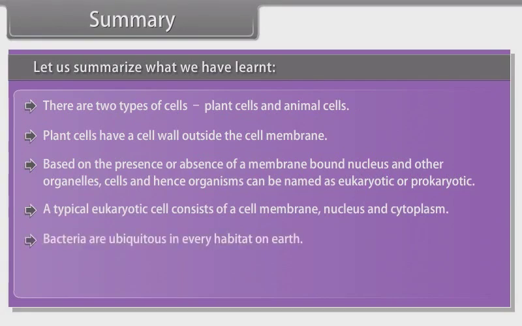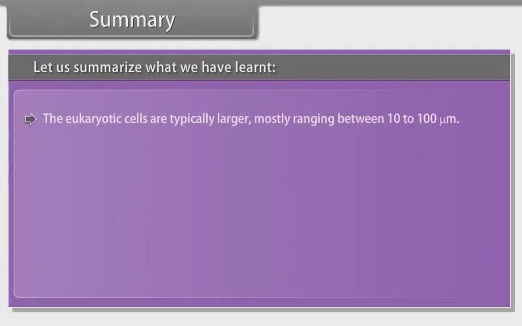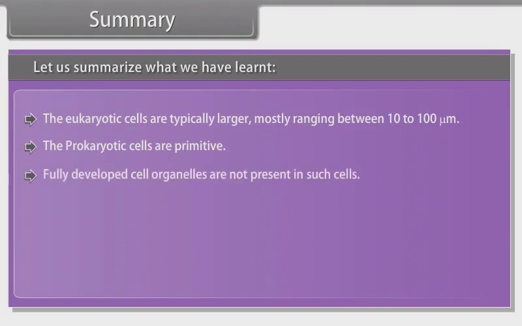Bacteria are ubiquitous in every habitat on Earth. Prokaryotic cells usually range between 1 to 10 micrometers. The eukaryotic cells are typically larger, mostly ranging between 10 to 100 micrometers. The prokaryotic cells are primitive. Fully developed cell organelles are not present in such cells.